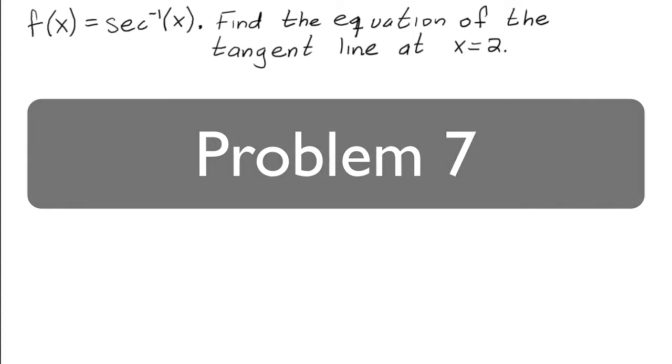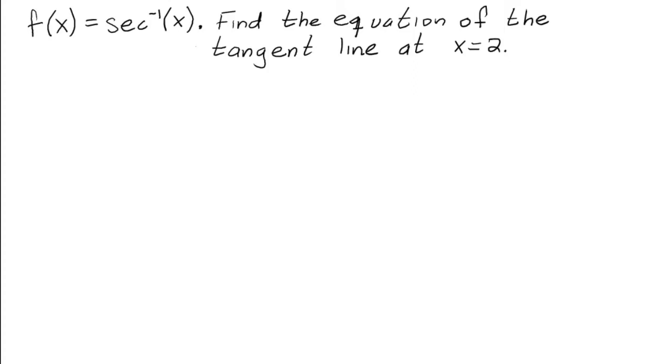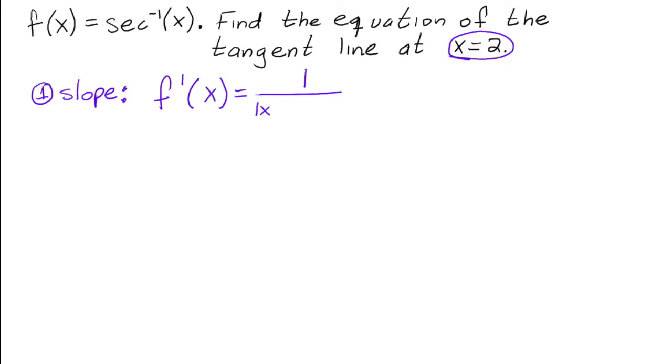Okay, so we have this function, inverse secant of x, and we want to find the equation of the tangent line at x equals 2. The first thing we're going to do is find the slope. To find the slope, we need to find the derivative. The derivative is 1 over absolute value of x, square root of x squared minus 1.